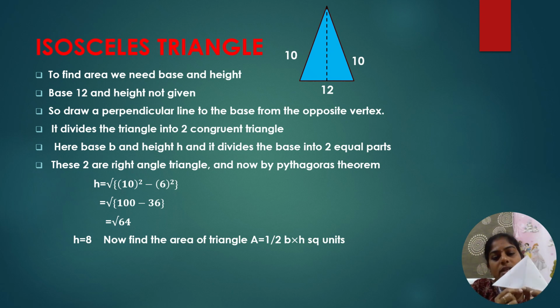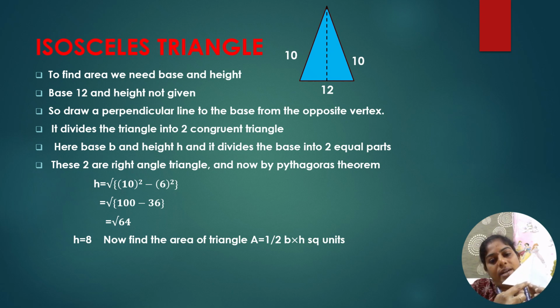Got it? What is a congruent triangle? If you are dividing a triangle this way, both the shape and size will not be changed. So the two triangles will be the same size and same shape. That is called a congruent triangle. So now you got two congruent triangles. So now you will be finding the height.